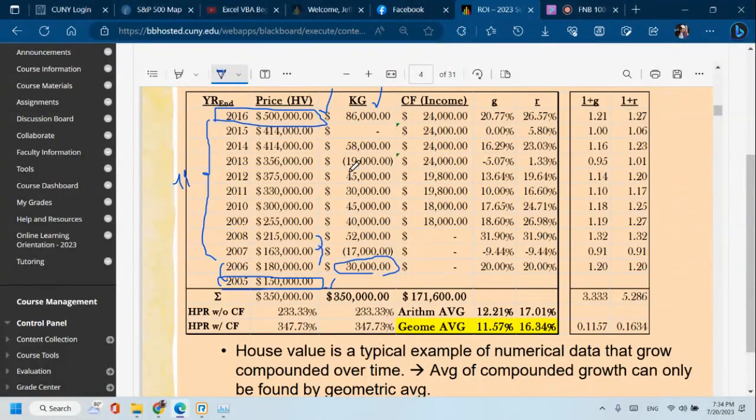So each year we see ups, some capital gains or capital loss. This year you had a capital loss, but otherwise capital gain. But this year there was a capital loss. And between 2014 and 2015, no change. No change. Now, think about it.